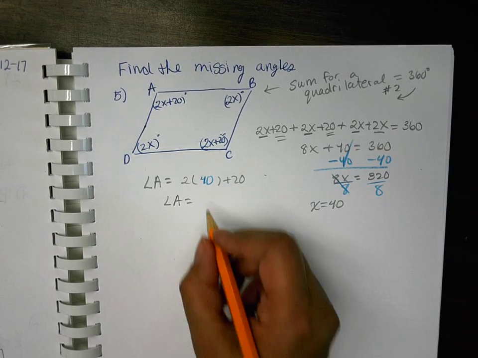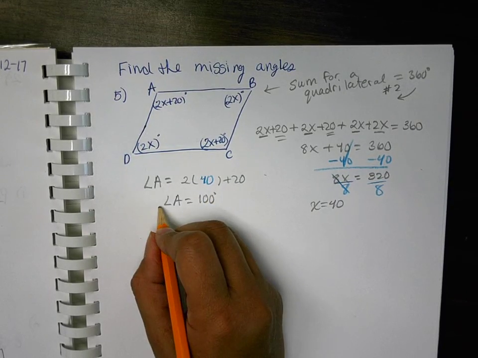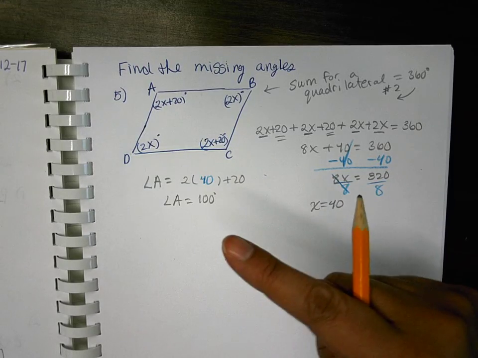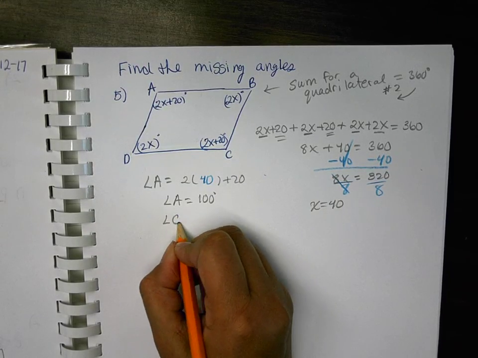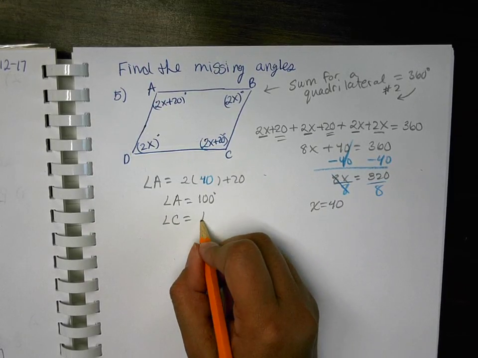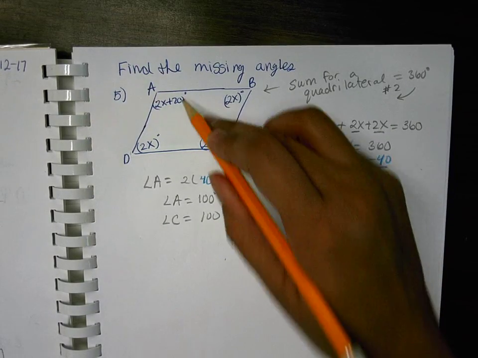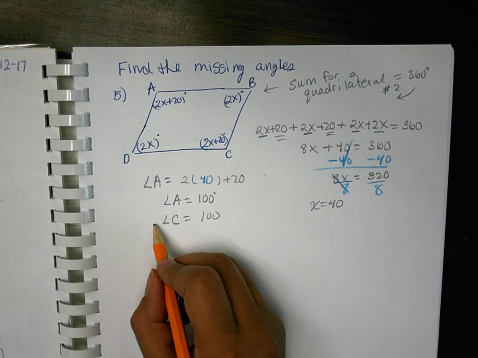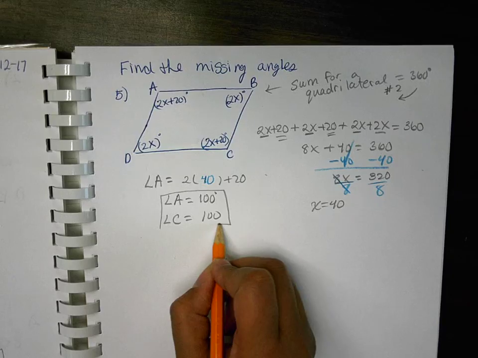100. All right, 100 degrees. Now, instead of doing the work all over again, what other angle is going to equal the same thing? C. Do you agree? Because it's the same exact thing. So why do the work again? Okay. I'll just go ahead and box those in.